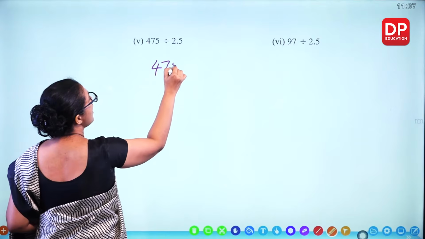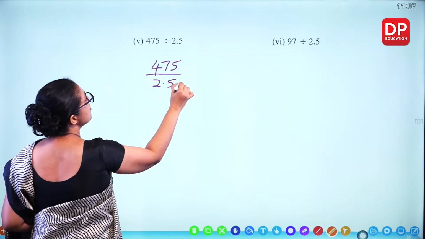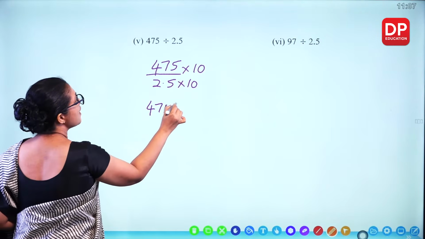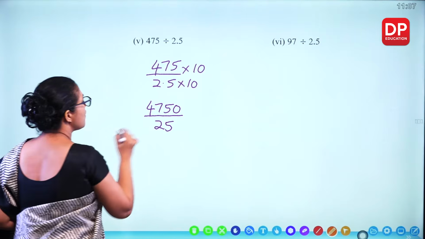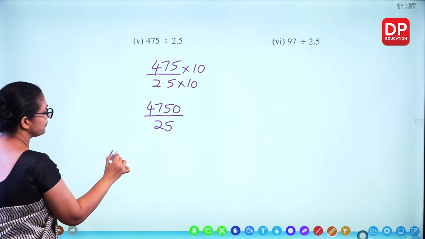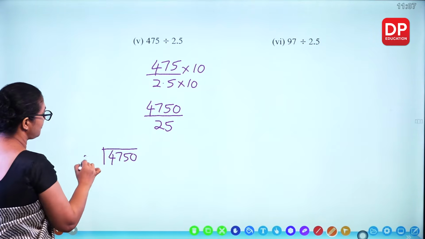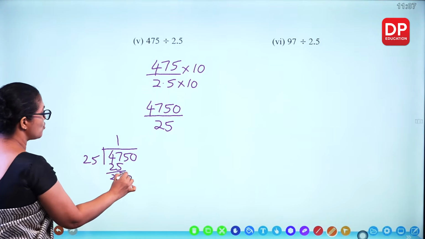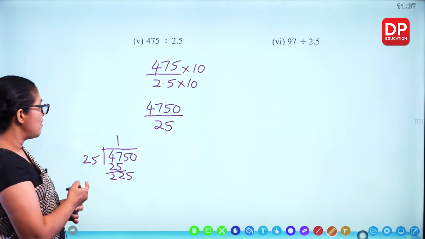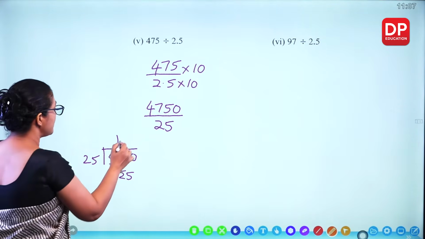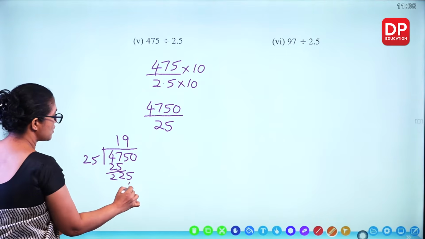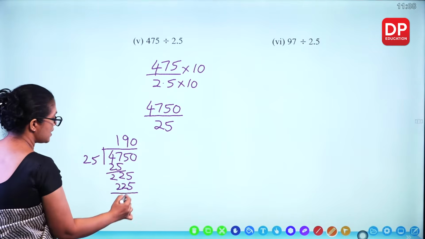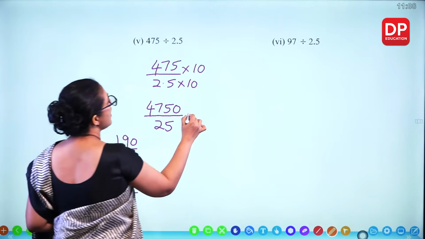475 divided by 2.5. Multiplied by 10. So 4750 divided by 25. So what's the value? 1 here, you get 22. So 225 means 4, 4, 8 and 1, 9. 9 times 5, 45. 9 times 2, 18 plus 4, 22. So you get 190.